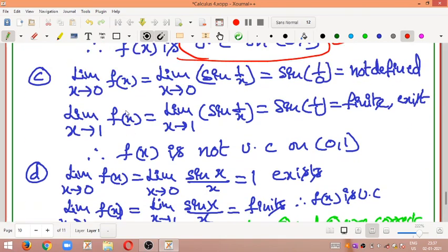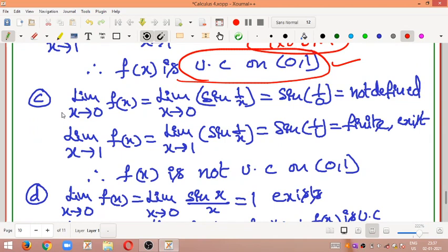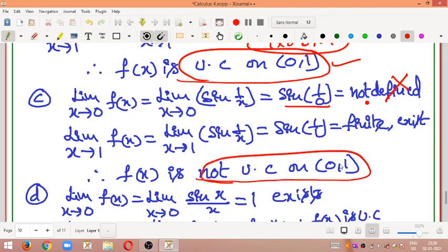Next we want to check option C, that is sin(1/x). We all know that a trigonometric function is a continuous function. So for the further step we check the limit as x tends to 0 of f(x), which equals the limit as x tends to 0 of sin(1/x), that is sin(1/0), not defined. So we will say that f is not uniformly continuous on the given interval. So option C is false.